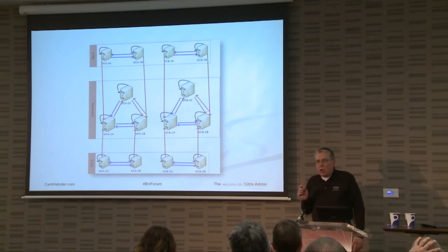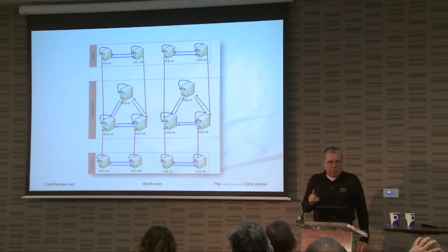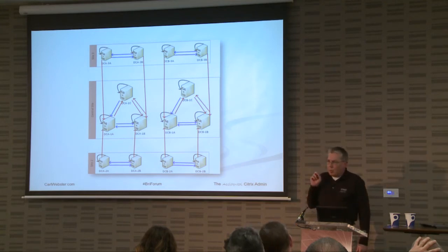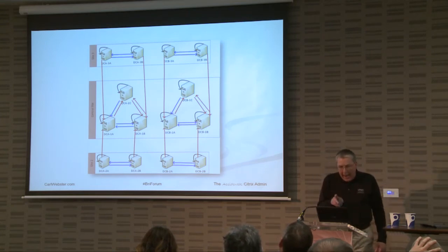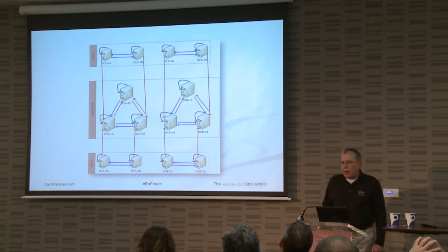And what they wanted to do is they wanted each site to be a separate domain. And they wanted 2 domain controllers from each domain in each site, which means there would be 128 domain controllers. So I actually was able to draw that out for you.